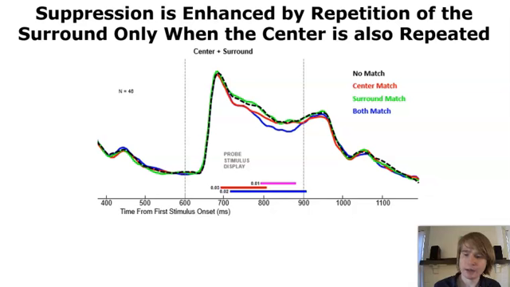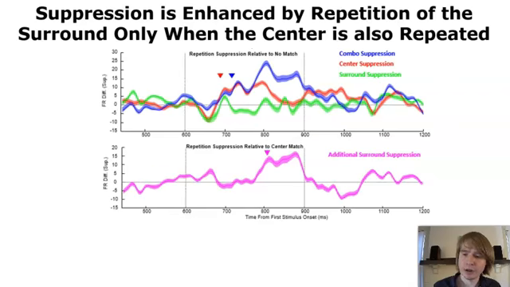We next analyzed the strength and timing of each effect by plotting the difference scores, as shown here. Shaded areas are one standard error above and below the mean. We measured the time at which repetition suppression under a given condition reached half its maximum, which is indicated by the colored triangles, which occurred at around 100 milliseconds for the center match and both match conditions, but markedly later at around 200 milliseconds for the additional surround suppression generated by the surround matching, above and beyond that from the center matching on both match trials.